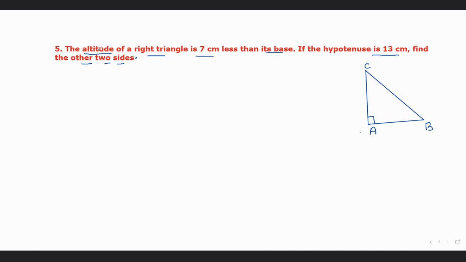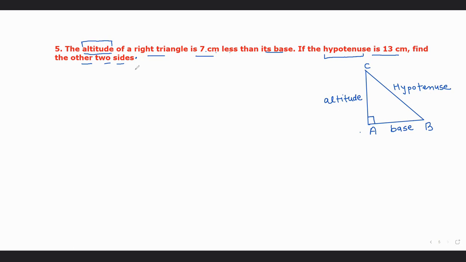Now the statement is the altitude of a right triangle. So what do we mean by this altitude? Altitude means the height of the triangle, the perpendicular height. So it means altitude, that is perpendicular height, is 7 centimeter less than its base. And you see this is our base for this triangle, and this is altitude, that is AC, and the next thing is hypotenuse, that is BC is our hypotenuse. So now in this question we will use the relation between altitude, base and hypotenuse.